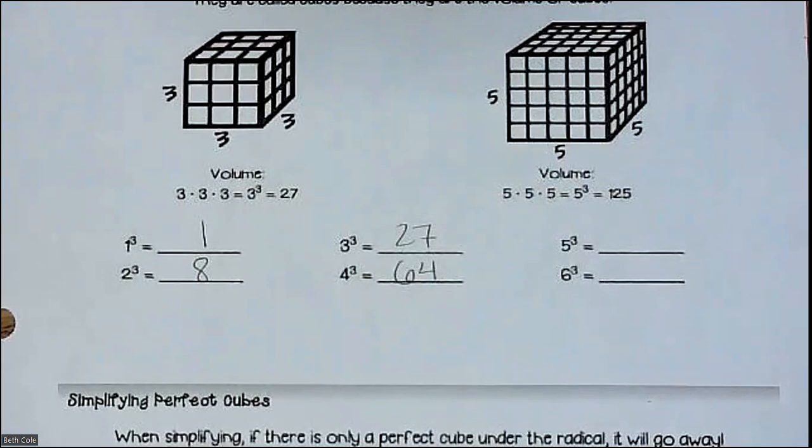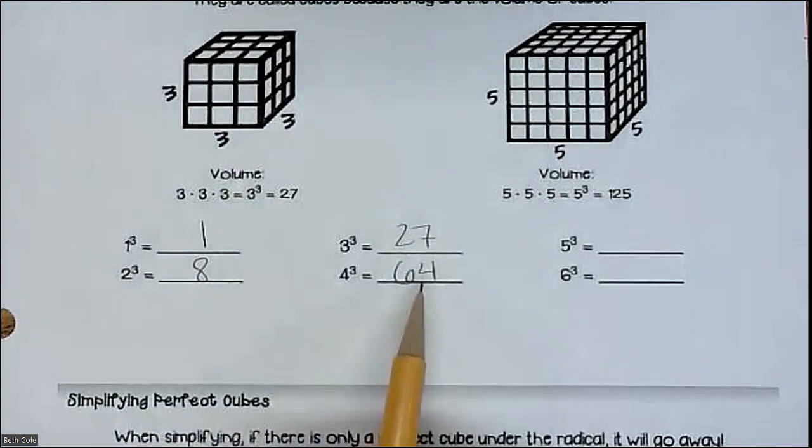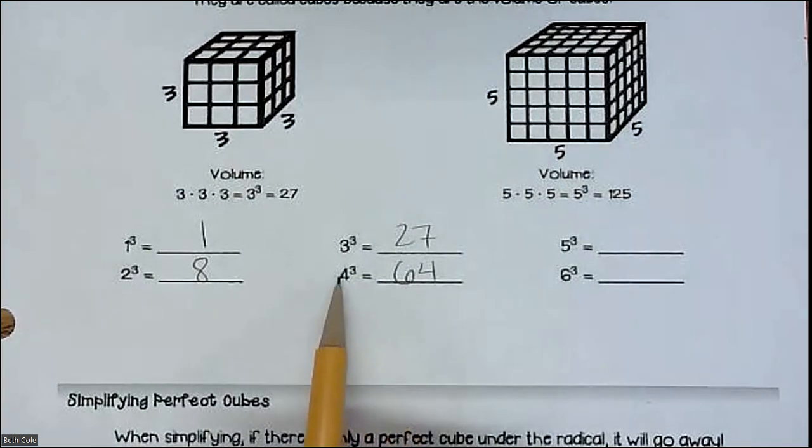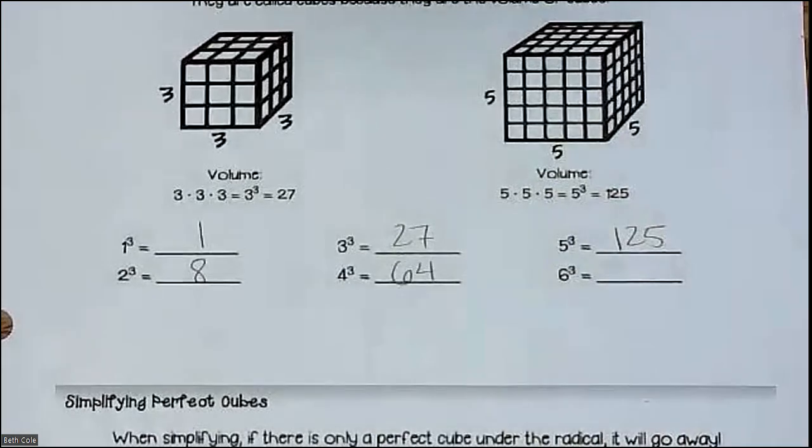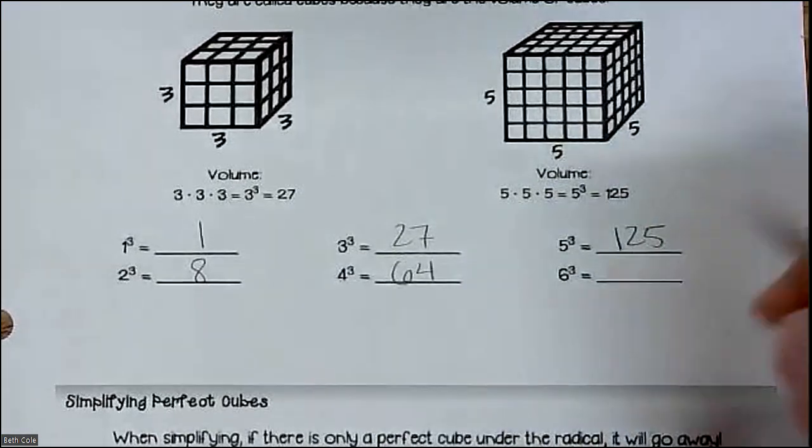Now you have to be careful with 64 because it's on both lists. Square root of 64 is 8, but the cube root of 64 is 4. So you got to be careful with that one. All right, type in 5 cubed for me. Oh, did you guys do it already? Good. 125. And then 6 cubed is 216.